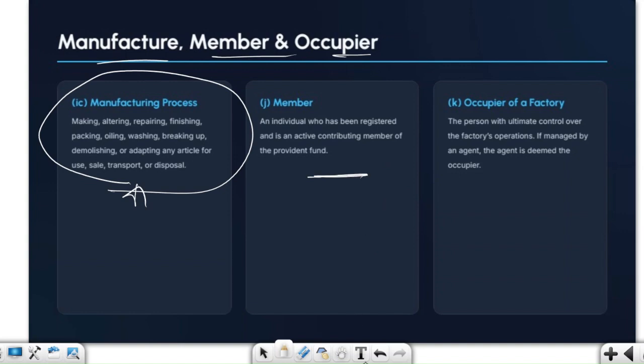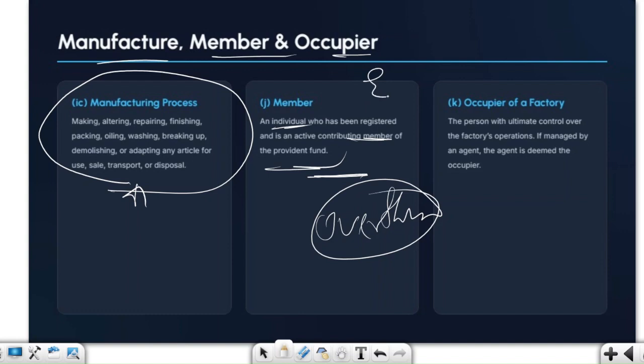Now talking about member, here you will see that member is equal to the member of the provident fund. That's it. There is nothing to overthink about the same. Do not overthink. Just the member of the pension fund or EPF fund.